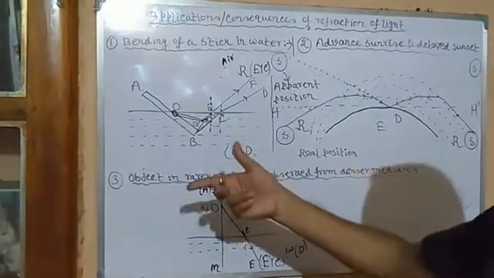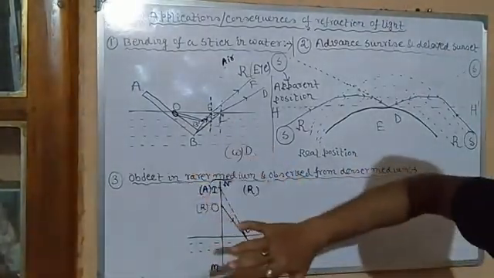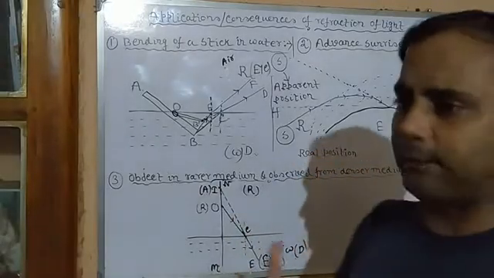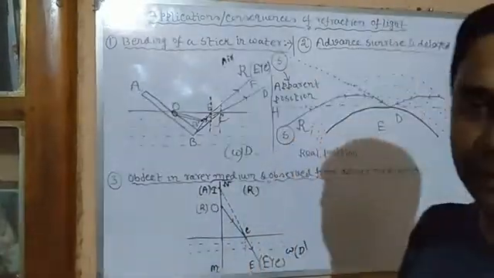Now let's discuss what would happen if the opposite thing happens. It means if the object is placed in a rarer medium, that is in air, and it is observed or viewed from any denser medium, what would happen?